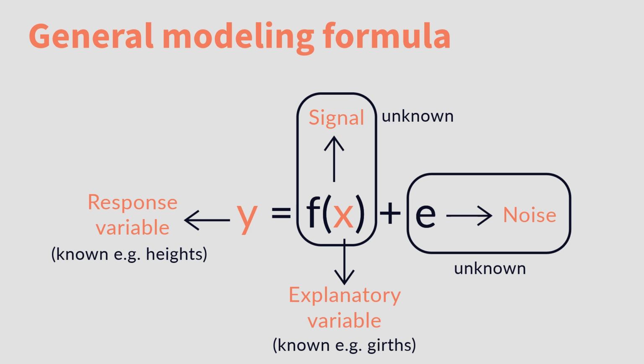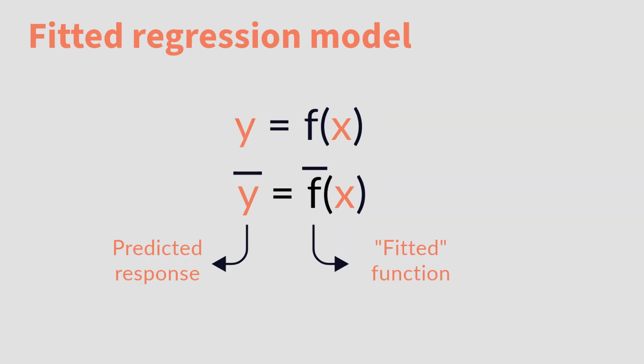To perform modeling, we need to know these values. What is not known is the signal f(x) and the noise epsilon or e. Using the values x and y, we want to find a function f hat, as represented by the hat on top of f, that captures the true function while ignoring epsilon. The fitted function f hat ideally should be able to accurately predict the values of y hat based on the values of x. In this case, if we know the value of girth of a tree, our fitted model should be able to accurately predict the height of the tree.